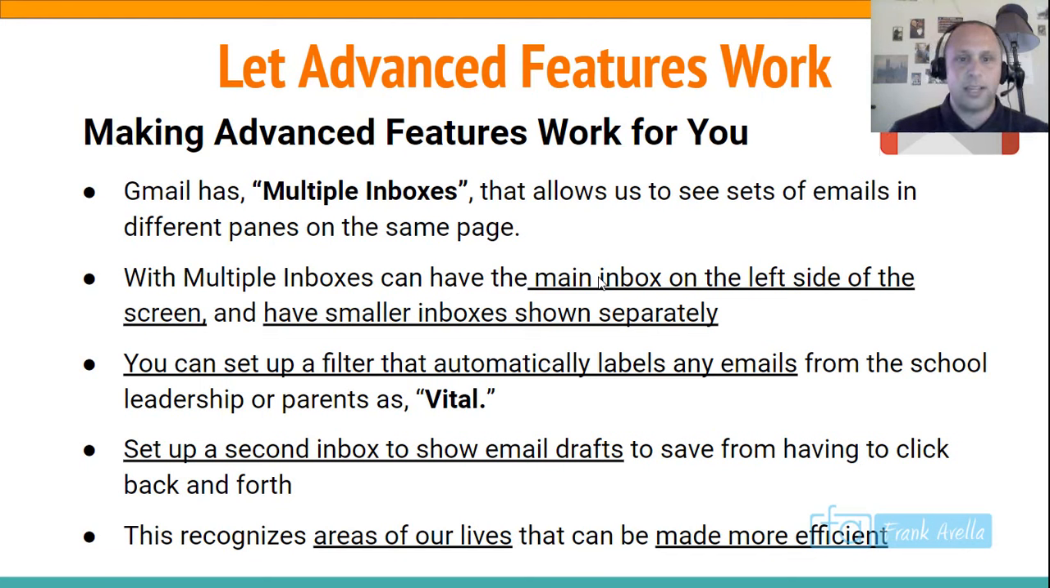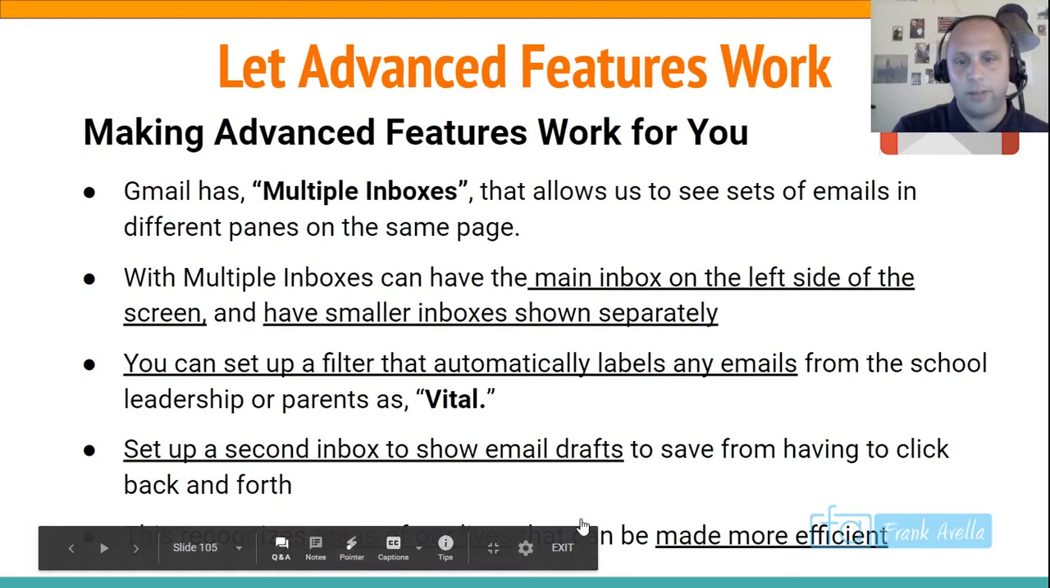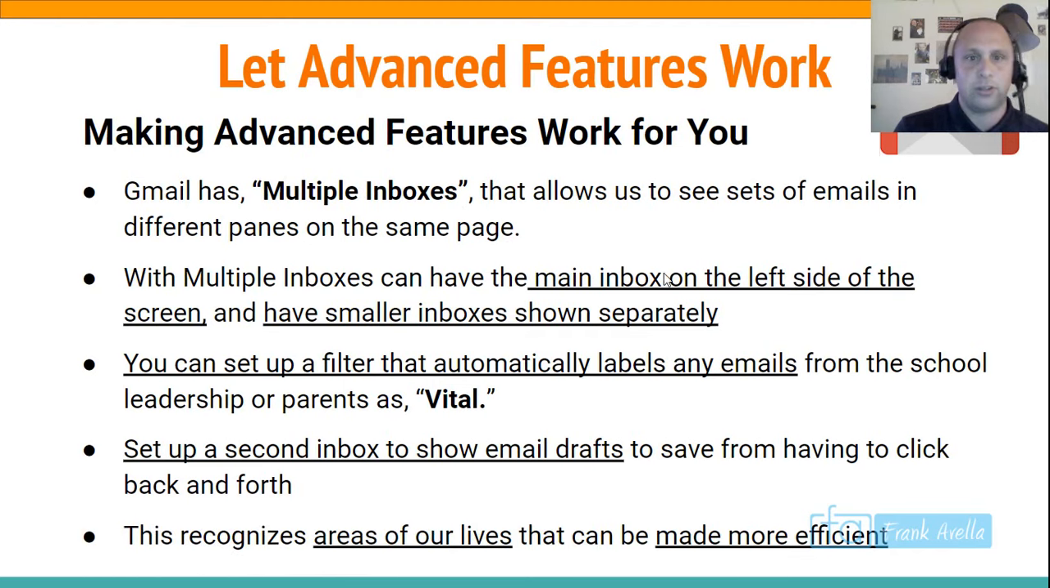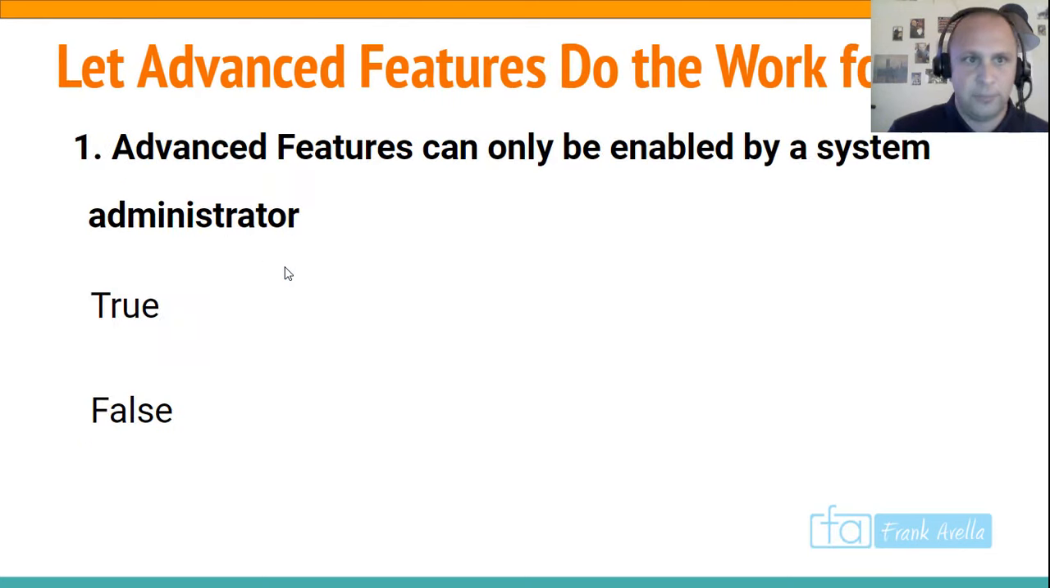What else? You could set a second inbox to show email drafts to save from having to click back and forth. This recognizes areas of our lives that can be made more efficient, basically, right? So again, we're talking about advanced features here, and it's just trying to make Gmail more efficient for us. Like we said, with the multiple inboxes you can have them open at the same time, and you could set up a filter where one's vital. So basically the advanced features want to make it a little bit easier and more efficient for you. Let advanced features do the work for you.